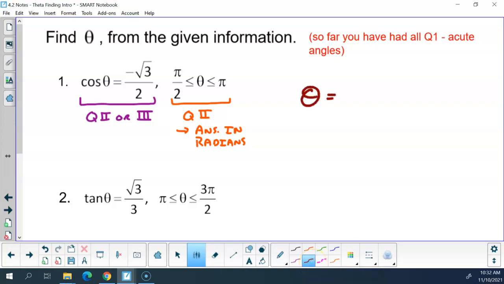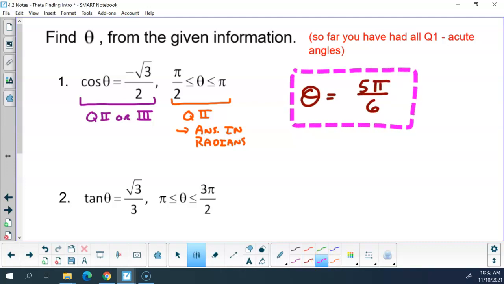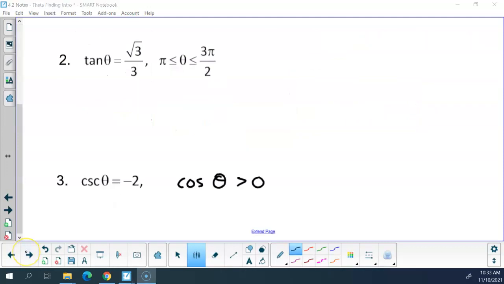is 5 pi over 6. Questions, comments, concerns, clarifications? Okay? So with that being said, you now try those 2 examples.